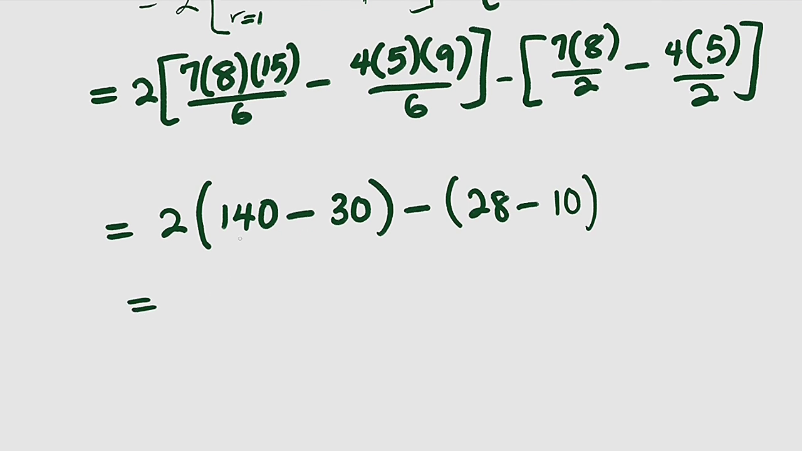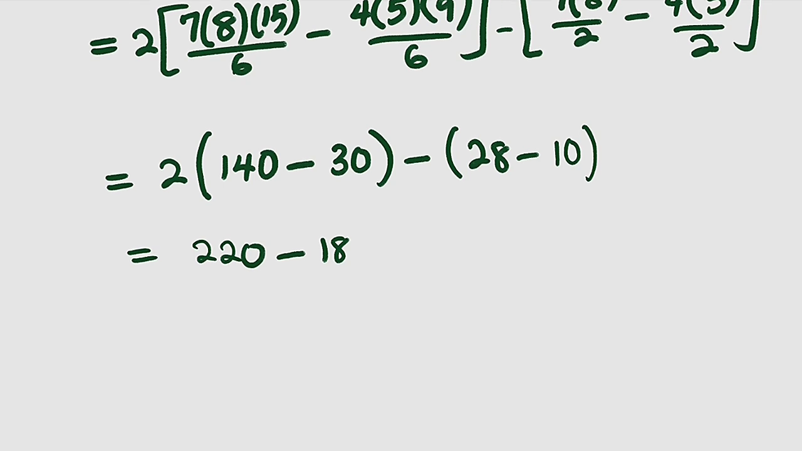This is equal to 140 minus 30. That will give us 110. Then that 110, we multiply that by this 2, and that will give us 220. The minus 28 minus 10 is 18. So finally we have 220 minus 18. That will give us 202.